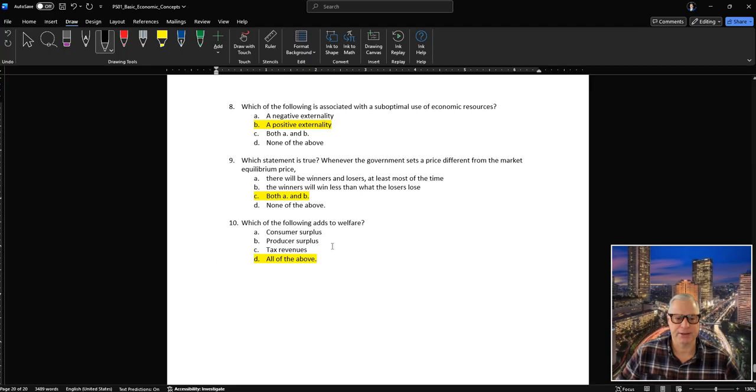negative externality. Okay, so that concludes the topic on basic economic concepts, and I know it was a long chapter, but I think we all now have a pretty good foundation to build on in subsequent topics.